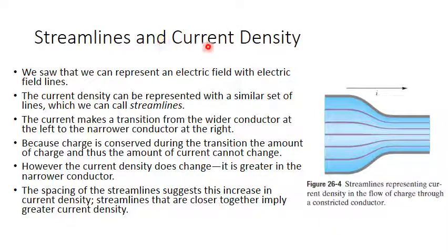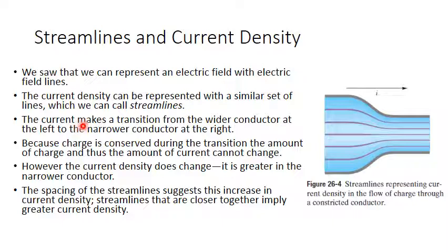The current density can be represented by what we are calling streamlines. To understand the streamlines, let us remember the electric field lines. We saw that we can represent an electric field with electric field lines. Similarly, the current density can be represented with a similar set of lines which we call streamlines. They are a stream of electrons or a stream of moving charges.